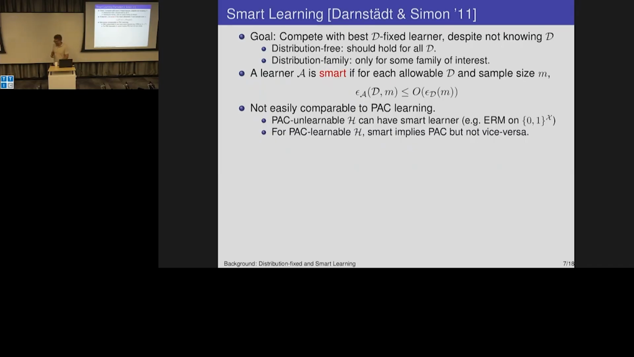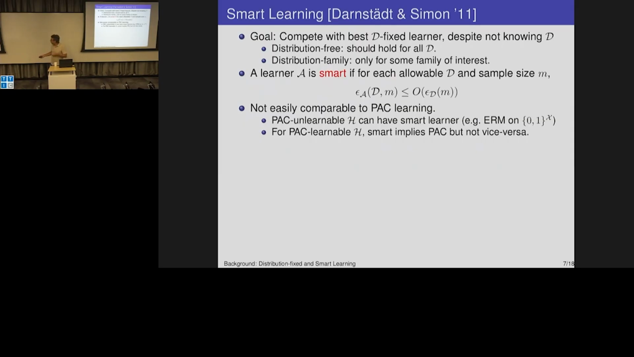So this is an example where smart learning doesn't imply PAC learning. Now, if your class is PAC learnable and your learner is smart, then it's also a PAC learner, because it's doing something more stringent. It's doing well even as compared to the learner that knows the distribution, which means it should also do well in the worst case. But not vice versa: a PAC learner is not always a smart learner.